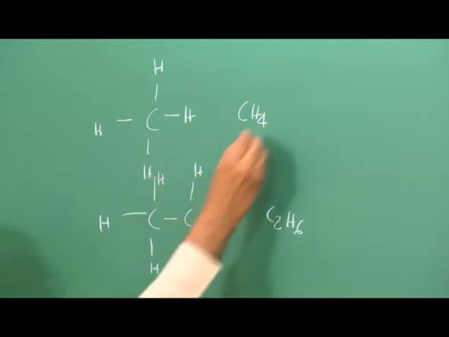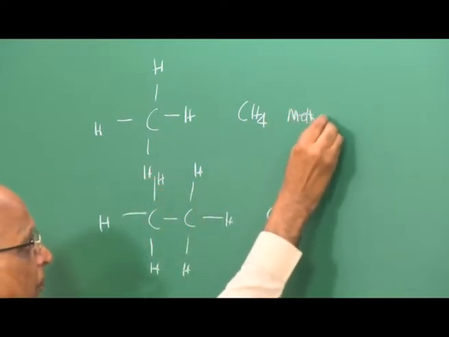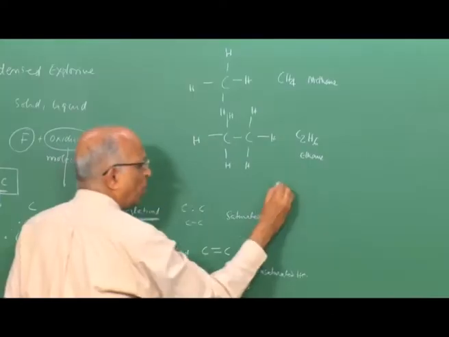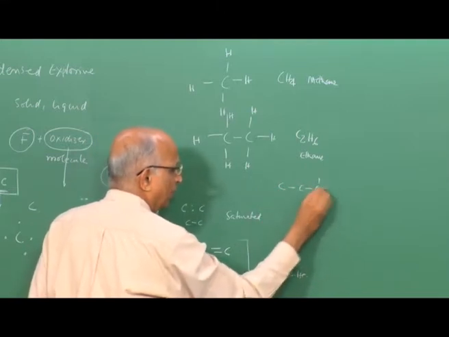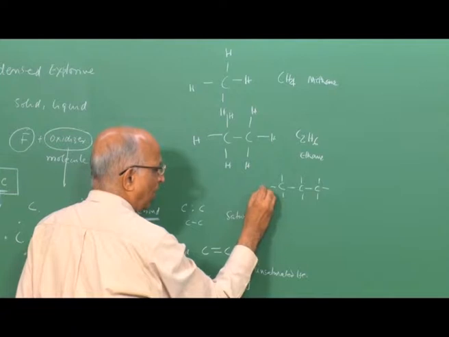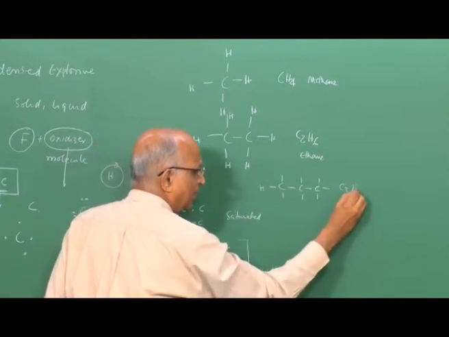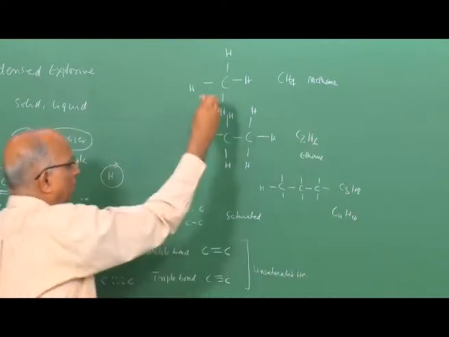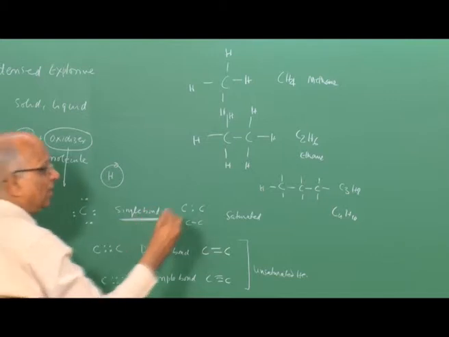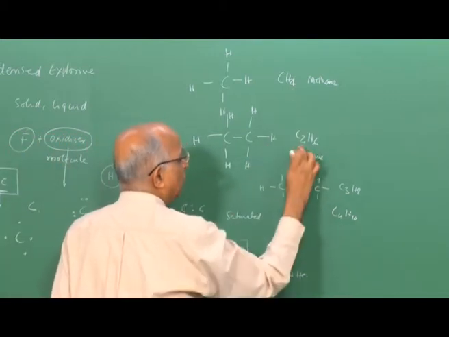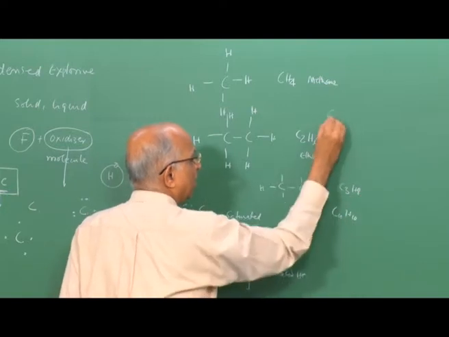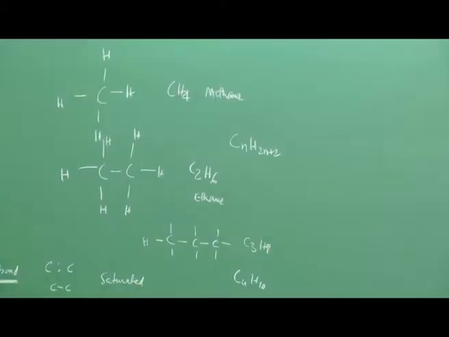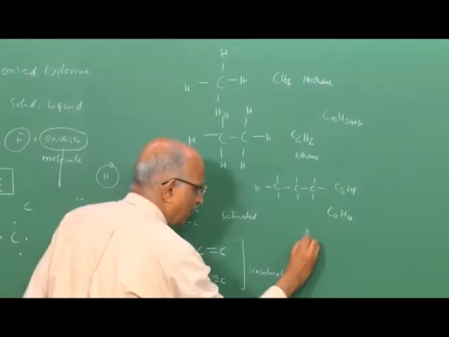I have methane, I have ethane, and I could also have propane, with hydrogen at all places, which gives me C3H8. I have butane, which is C4H10, and so on. In general, for these single bond substances, the general formula CH4, C2H6, C3H8, C4H10 is equal to CnH2n+2. These single bond substances are known as alkanes.